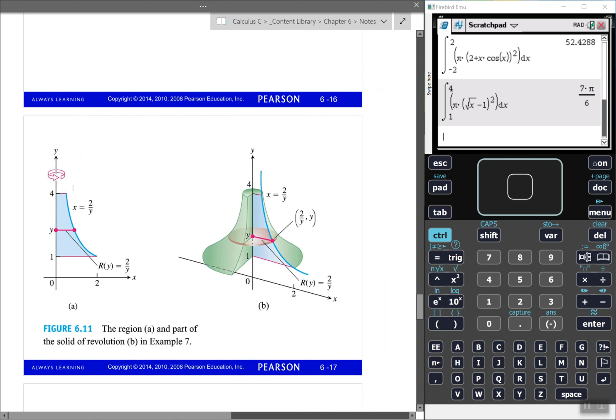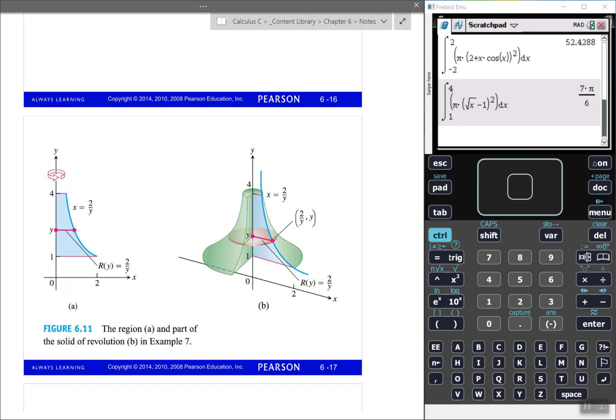So nothing is going to change here in terms of the setup. It's still going to be the integral of pi r squared. The radius is still the function. The only difference now is all of our information is going to be in terms of y. So the limits of integration should come from the y-axis, since we're using y. The function that we plug in for radius should be a function of y, and then it should be dy that you write at the end of the integral.